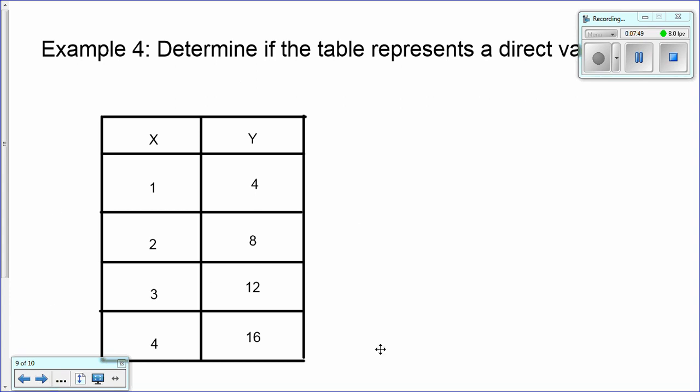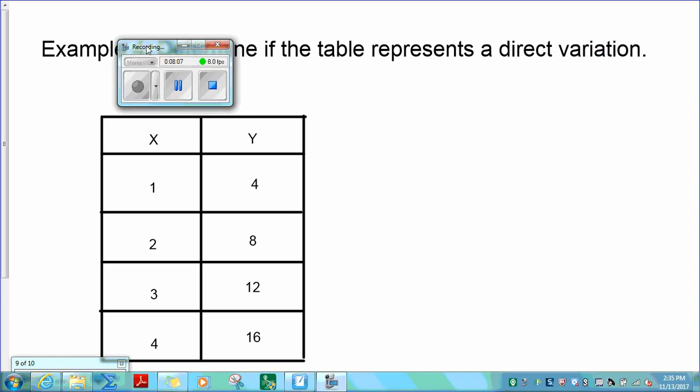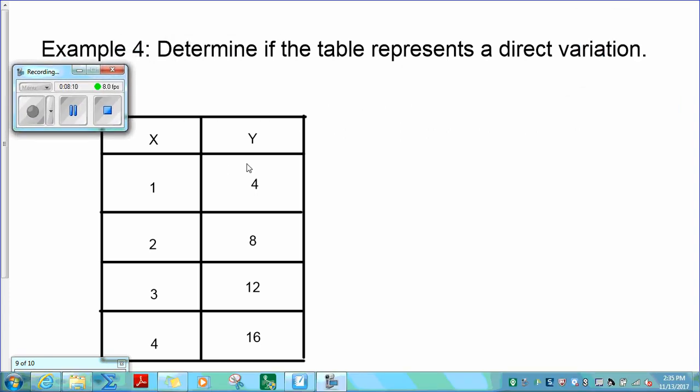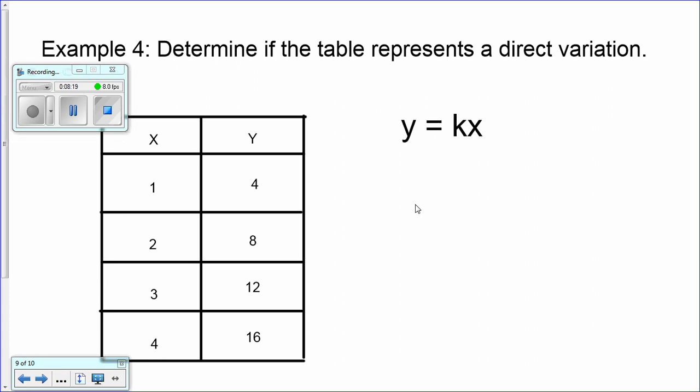And then example 4, they give you a table. So very similar to how you do it with a graph. You want to find the k for each one. Now, here's the problem. We have to determine if this is actually representing a direct variation. In order to determine that, we should be able to find k the same way for each point and get the same number. So remember, for a direct variation, y equals kx. To find k, you do y over x.